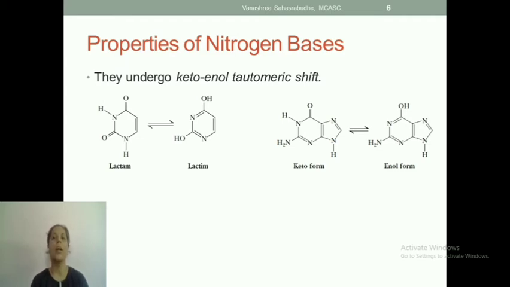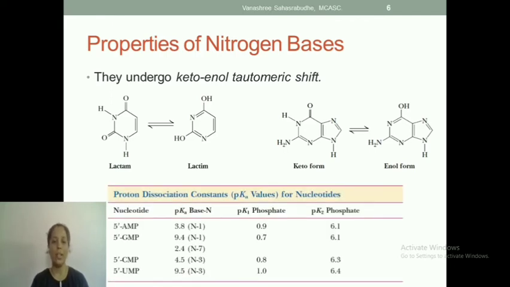Another property is the dissociable hydrogens present in these nitrogen bases. Here you can see the data of pKa values, or proton dissociation constants, at various positions of the nucleotides. They have also given the proton dissociation constants of phosphate, the pK1 and pK2 for phosphate in different nucleotides. This decides which nitrogen is protonated at physiological pH, and this has great significance in base pairing in the DNA structures. Because of these pK values, the base pairing is affected. That we will see in the next part.